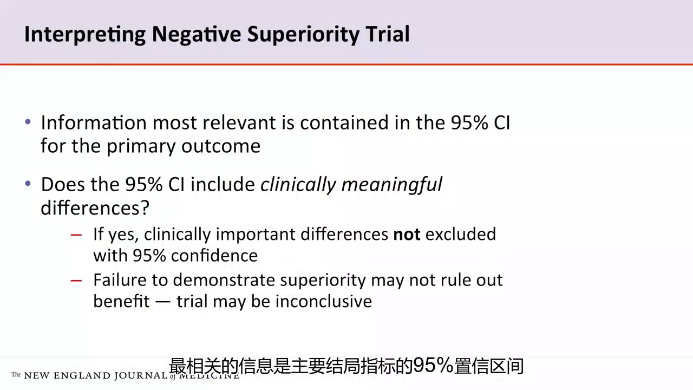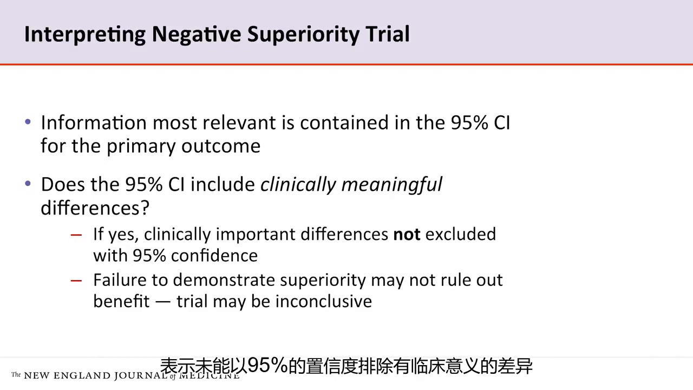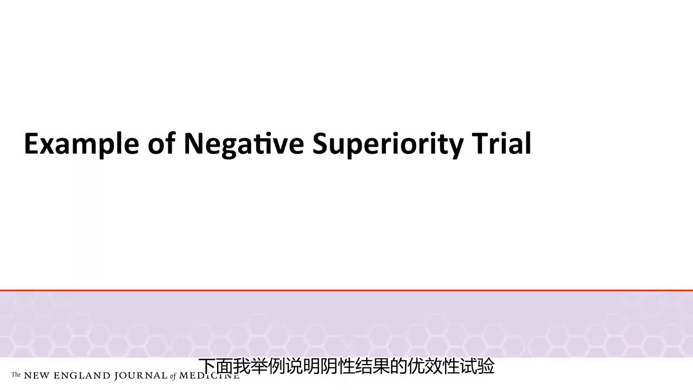The information most relevant in interpreting superiority trials with negative results is the 95% confidence interval for the primary outcome measure. The question to ask is, does the 95% confidence interval include clinically meaningful differences? If yes, clinically important differences have not been excluded with 95% confidence. It is important to note that failure to demonstrate superiority may not rule out a benefit. The trial may be inconclusive. I will now review an example of a superiority trial with negative results.